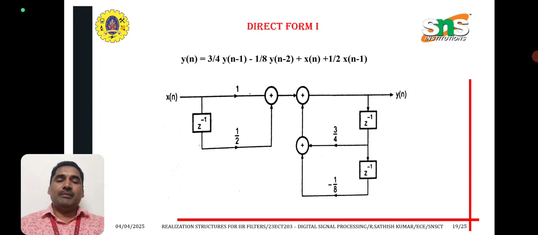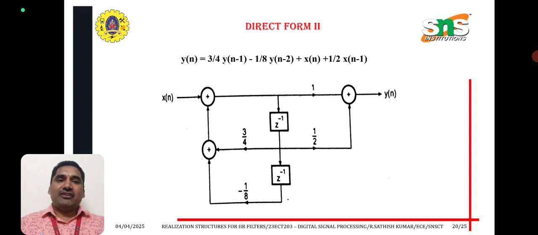Y of n is equal to 3 by 4 into y of n minus 1 minus 1 by 8 into y of n minus 2 plus x of n plus 1 by 2 into x of n minus 1. X of n multiplied with 1 added with 1 by 2 into z inverse into x of n gives the output y of n. Y of n minus 1 means multiplied with z inverse, we can get y of n minus 1, multiplied with 3 by 4, we can get 3 by 4 into y of n minus 1. Again multiplied with z inverse, we can get y of n minus 2, multiplied with the constant term minus 1 by 8, we can get minus 1 by 8 into y of n minus 2. Next one, direct form 2 structure.